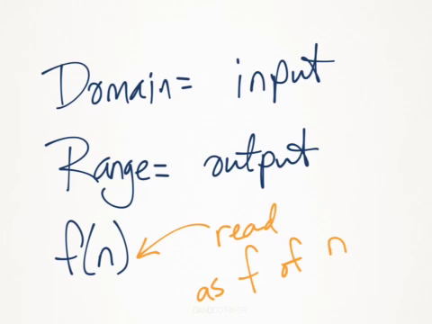So most importantly to remember from this lesson is domain refers to input, range refers to output, and this is read as f of n.